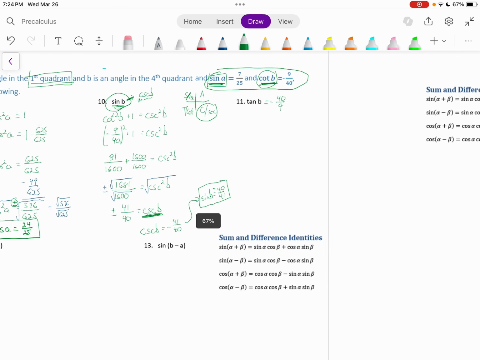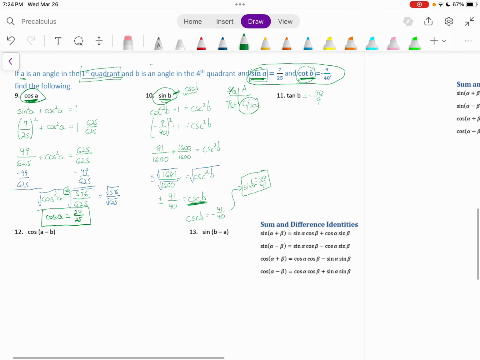So number 9, we use just the straightforward Pythagorean identity, actually the most well-known one. Number 10, we had to realize sine is the reciprocal of cosecant. And cosecant and cotangent are related using this Pythagorean identity. We found cosecant, which helped us find the reciprocal, which is sine.